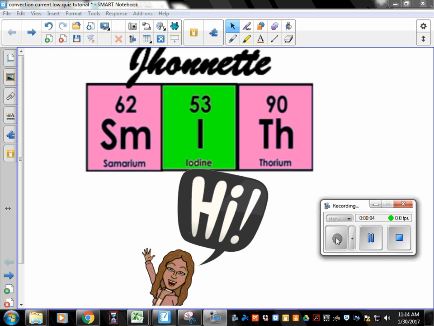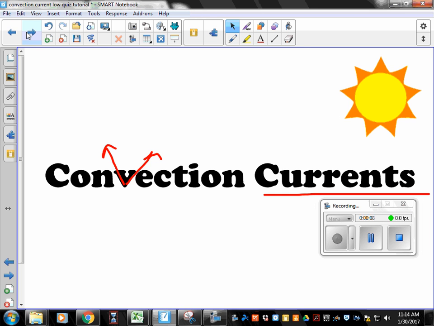I'm going to try to do a quick tutorial over convection currents. In convection current, I usually write the V with arrows just to help remind us what a convection current is. Hot air rises. When it cools off, it sinks, therefore creating currents. Now, currents is the movement of a fluid, so liquid and gases.